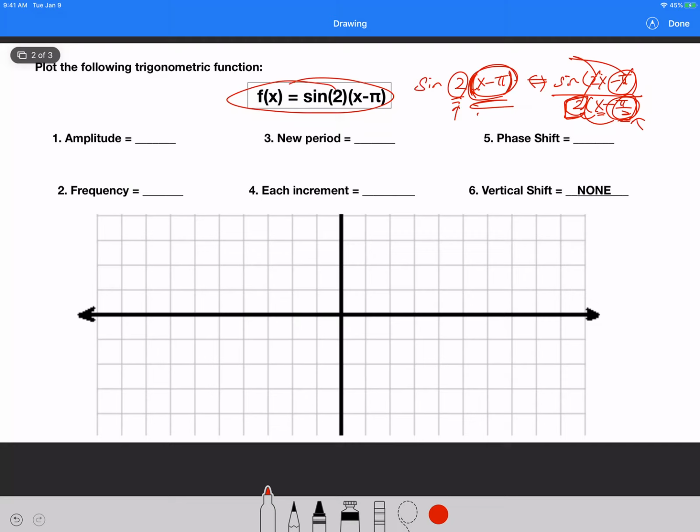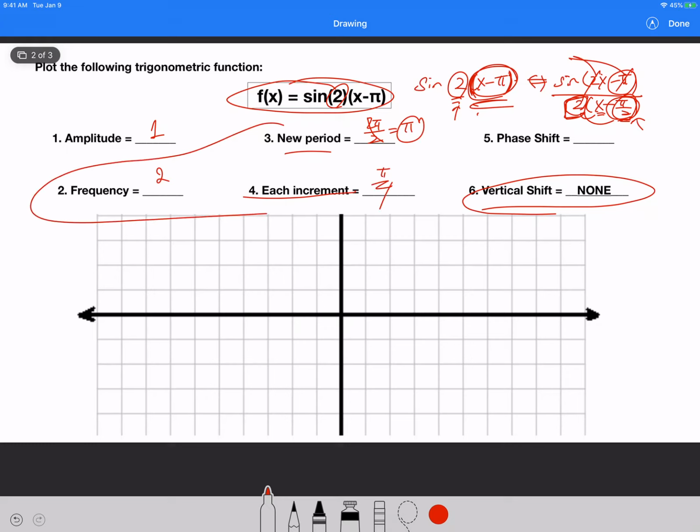So let's fill out the chart here. Your amplitude is going to be 1 for today, no matter what. Your vertical shift, you're not going to have anything. Your frequency is whatever this number says, so it's 2. Your period is 2 pi divided by 2, which is pi. You should already know that. And each increment I'm going to make is pi over 4. Pretty self-explanatory stuff. These 3 kind of go hand in hand together. Now the phase shift here is going to be pi to the right. That's what we're going to be using.